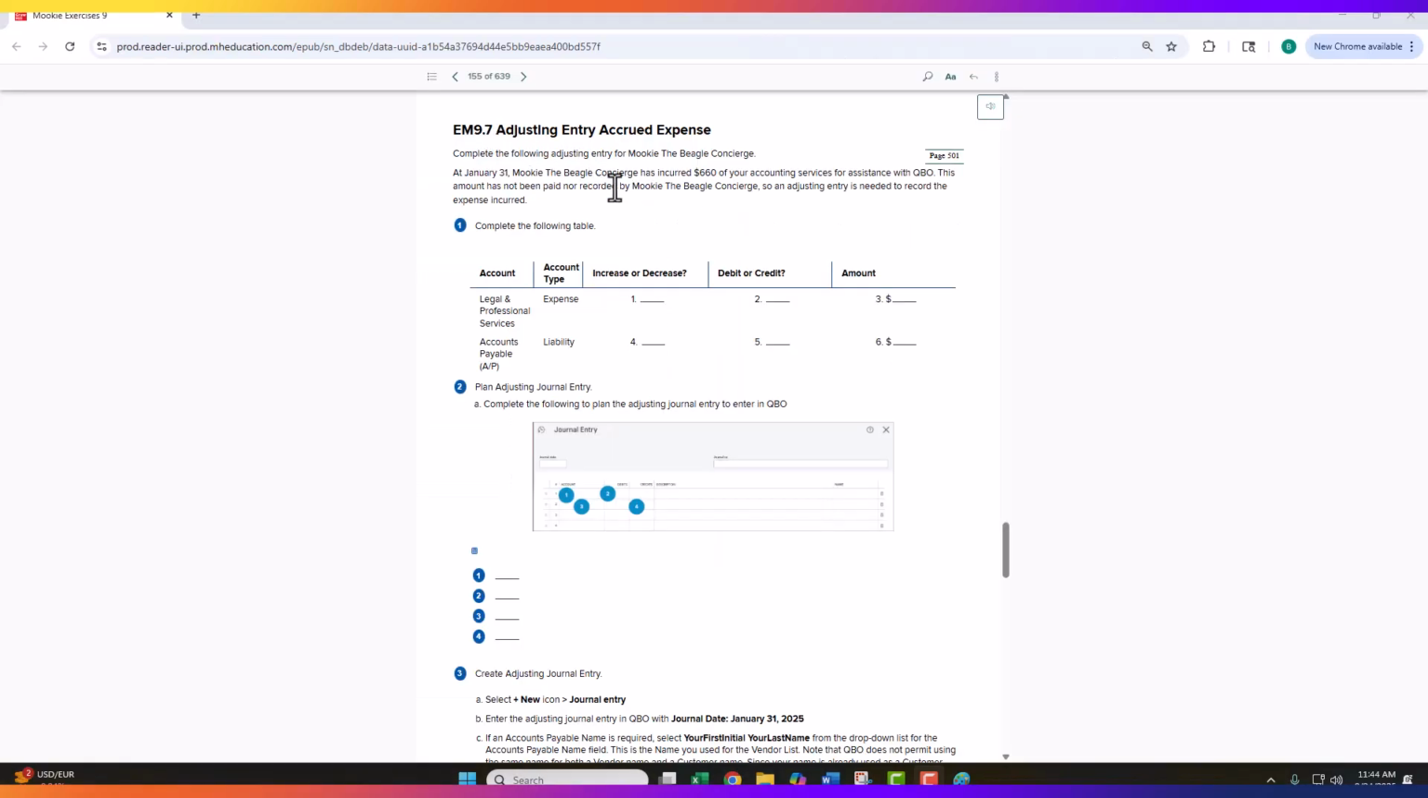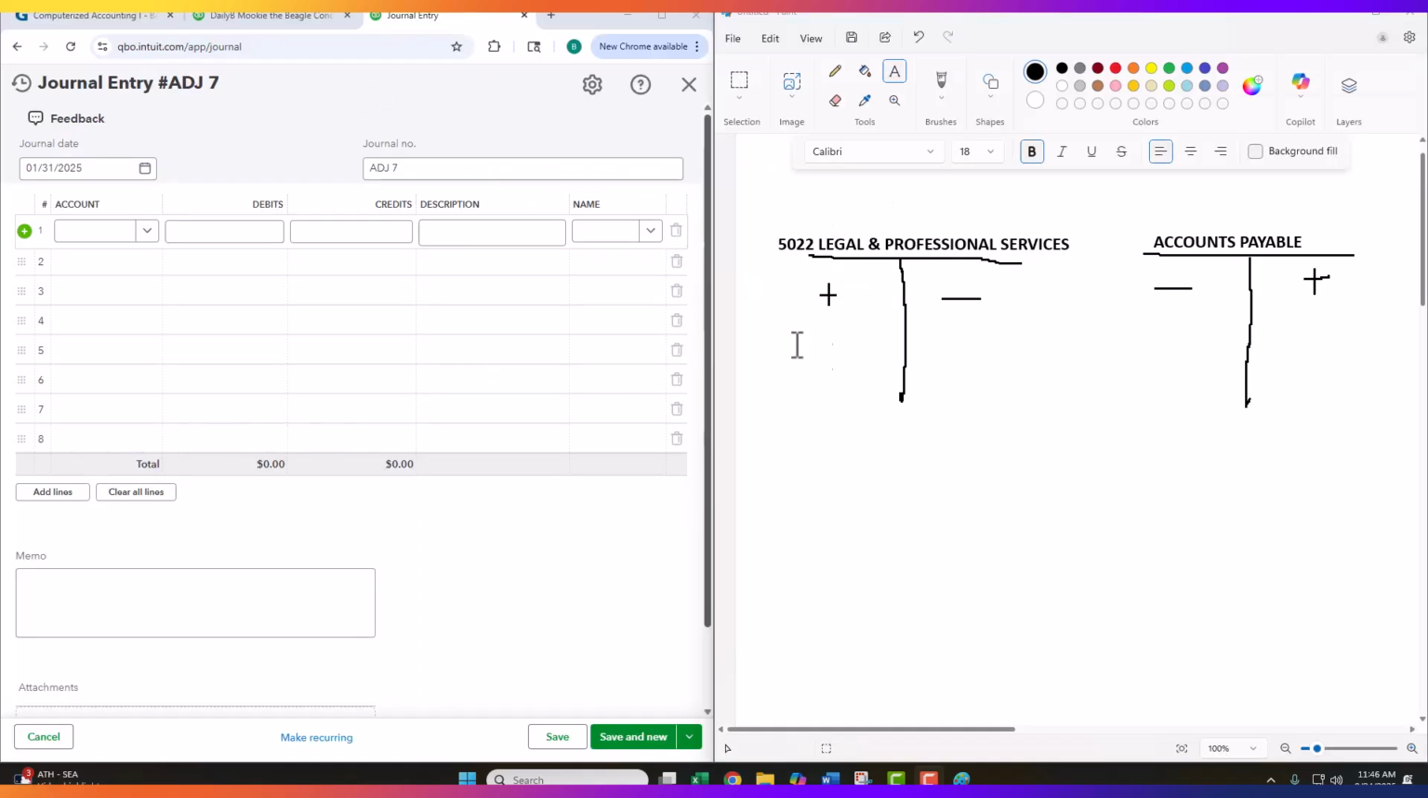So moving on to EM 9.7, it says that at January 31st, the company has incurred $660 worth of accounting services for assistance with QBO. So you were doing all this work all the time and you thought you weren't getting paid, but you are. Remember that you're a contractor in the system. It says that the amount has not been paid nor recorded by the company, so an adjusting entry is needed.